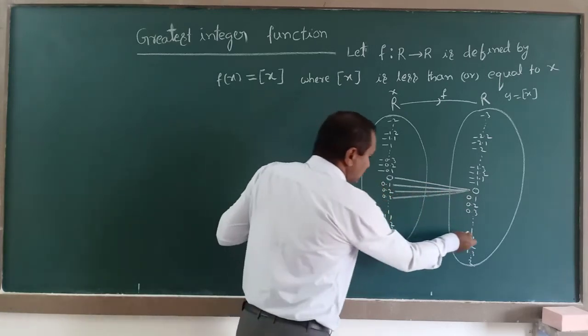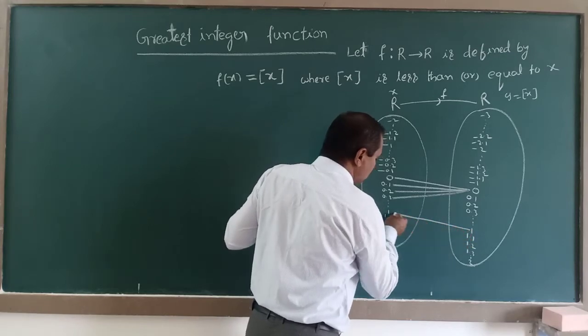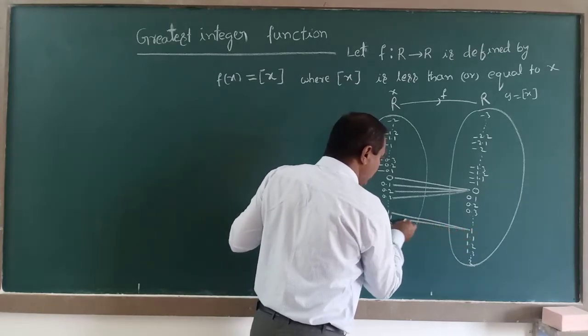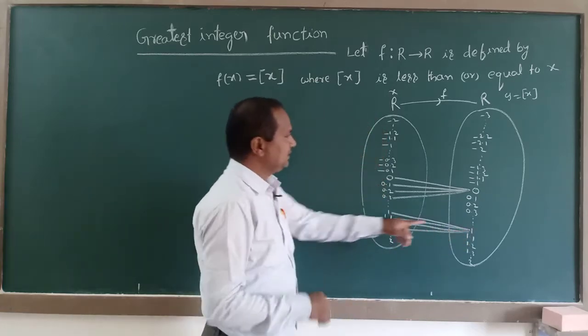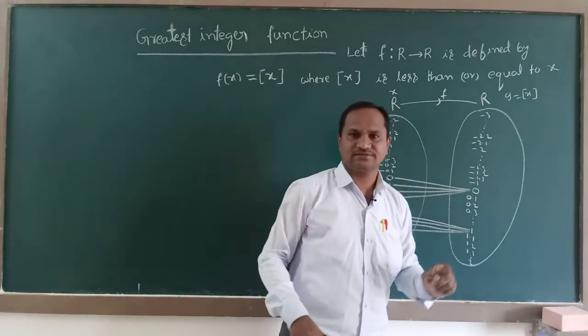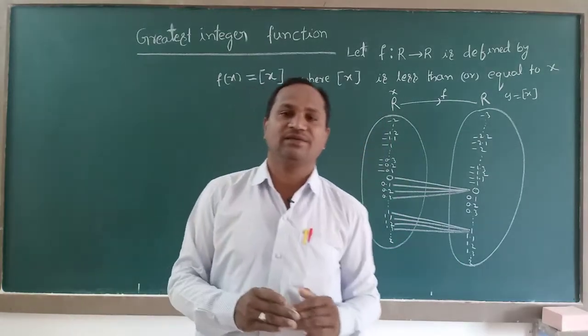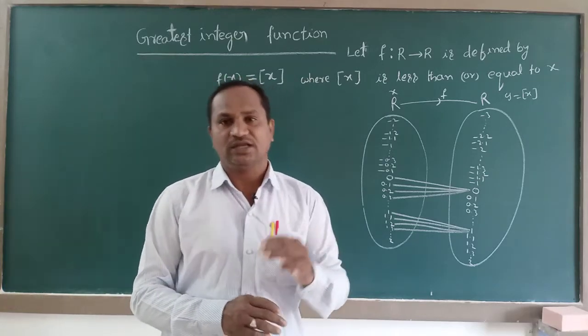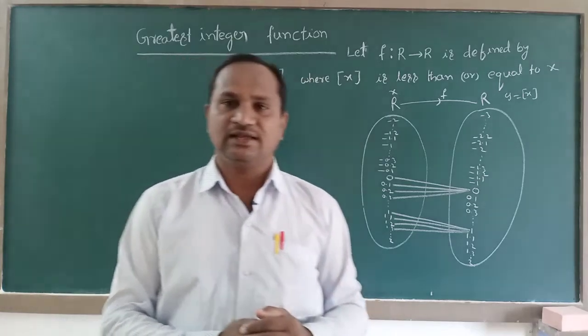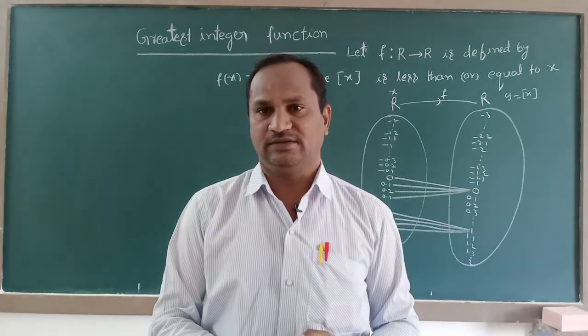Take 1. 1 is equal to 1, or 1 is less than 1.1, 1 is less than 1.2, 1 is less than 1.3, like that. Equal or less. Like that, if you select the numbers, then the function will form, and we call that function the greatest integer function.